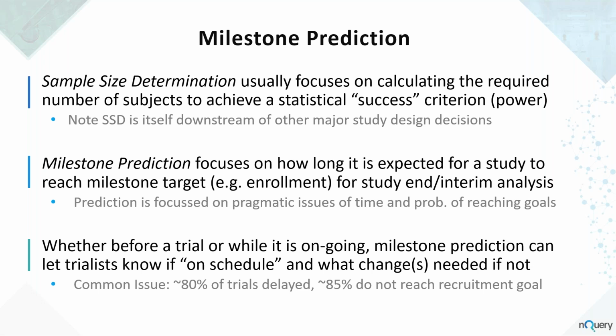The important thing to note here is that milestone prediction is focused on a pragmatic issue, which is the length of time it will take for this thing to happen, and isn't as worried about statistical concerns like what our hazard ratio is right now, what our power is right now, or conditional power. It's purely focused on the idea that we need to reach a certain goal, a certain sample size. That's what we put into our protocol, and that's what we agreed with the regulator a priori. Now let's talk about what that practically means in terms of how long this study is going to take.